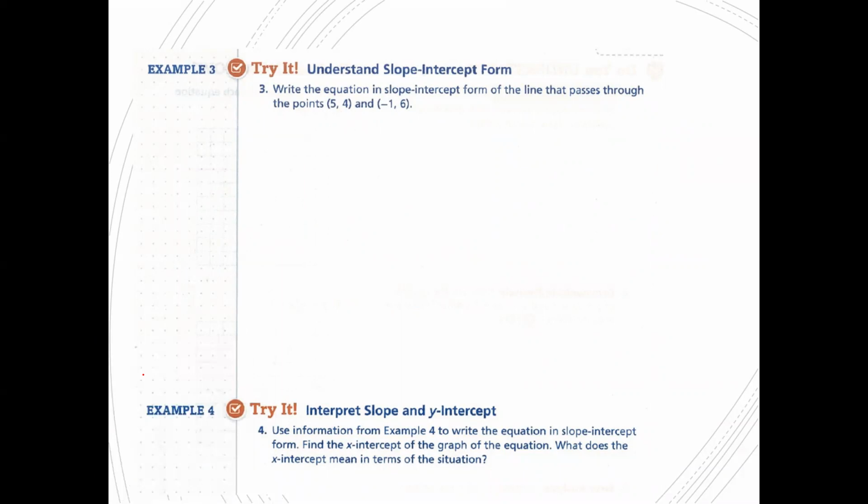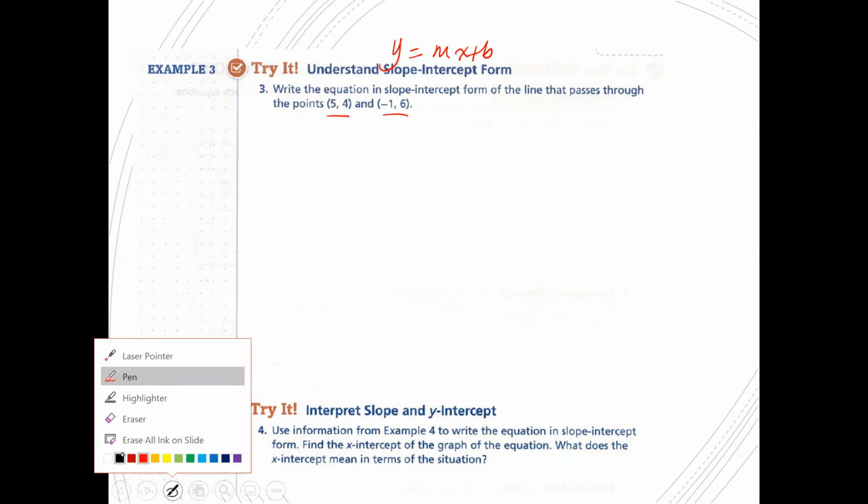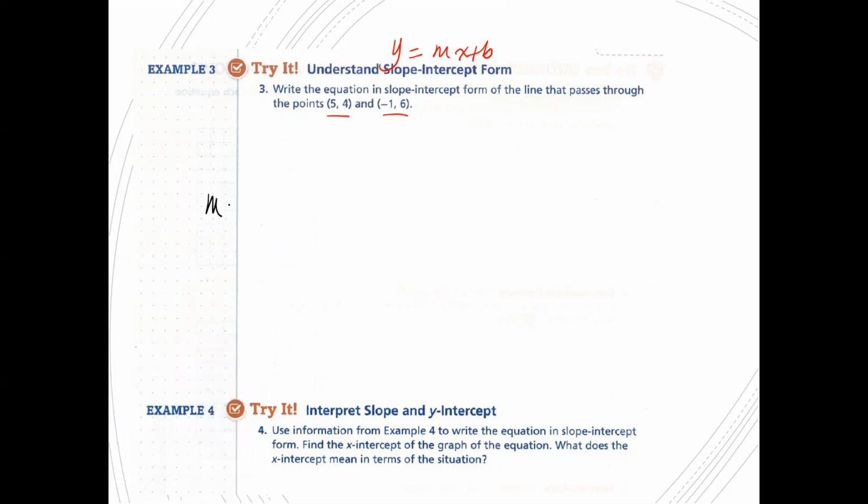Number 3, write the equation in slope-intercept form. So slope-intercept is y equals mx plus b, that passes through the points. Those are the 2 points. Now, you're going to need the slope formula. The slope formula is y2 minus y1 over x2 minus x1.